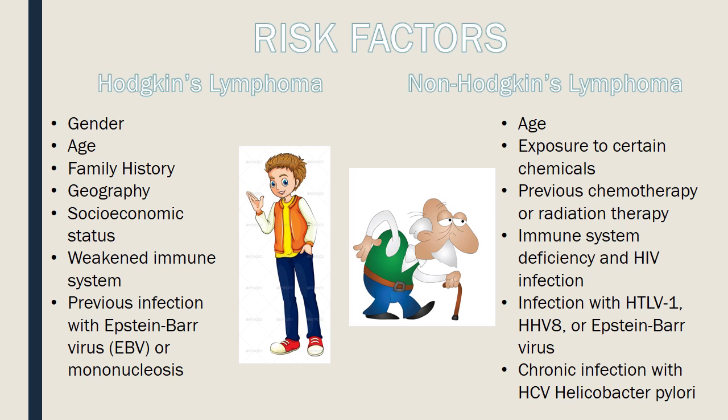Non-Hodgkin's lymphoma is more prominent in people older than 60, those who have been exposed to certain chemicals, including benzene and some herbicides and insecticides, and those with an infection such as HIV, human T lymphotropic virus, human herpes virus 8, or Epstein-Barr virus.